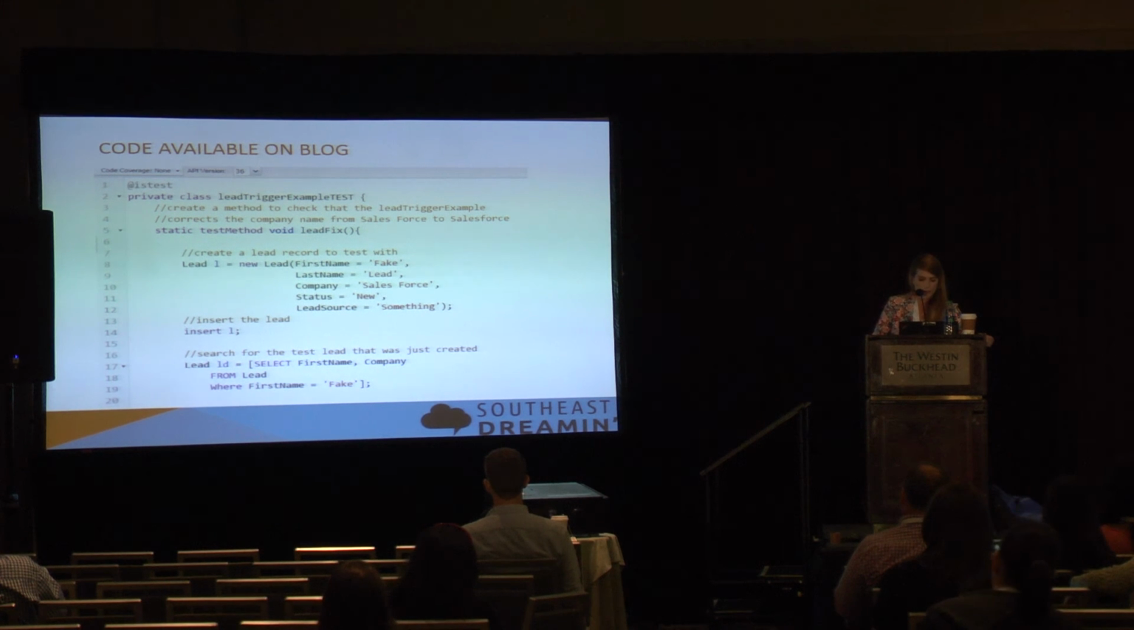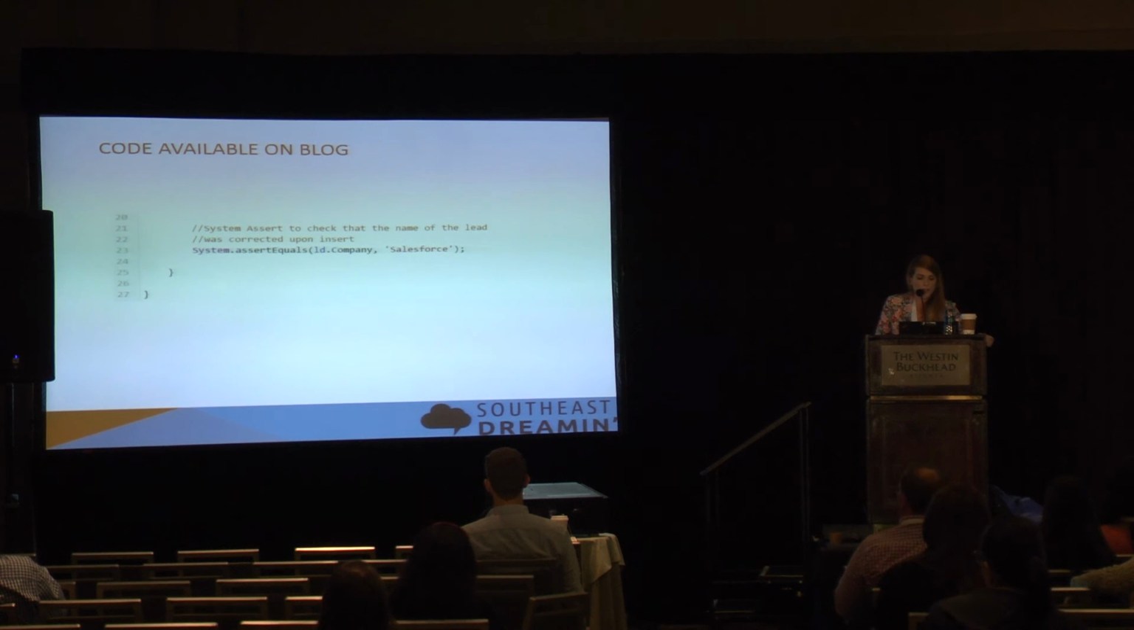Then we see on line 17, we're going to start searching for that new lead. And then on line 23, we've found that new lead and we're comparing the company to what we want it to be. So after we've inserted our junk record that needs to be cleaned, what we're doing in line 23 is we're saying, did the trigger clean it?